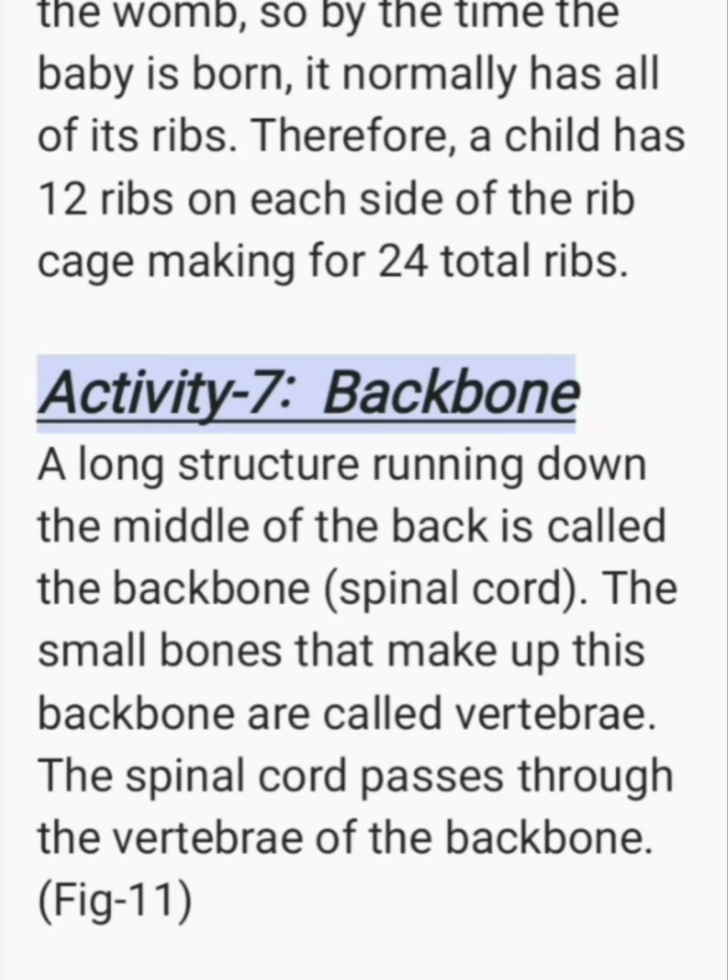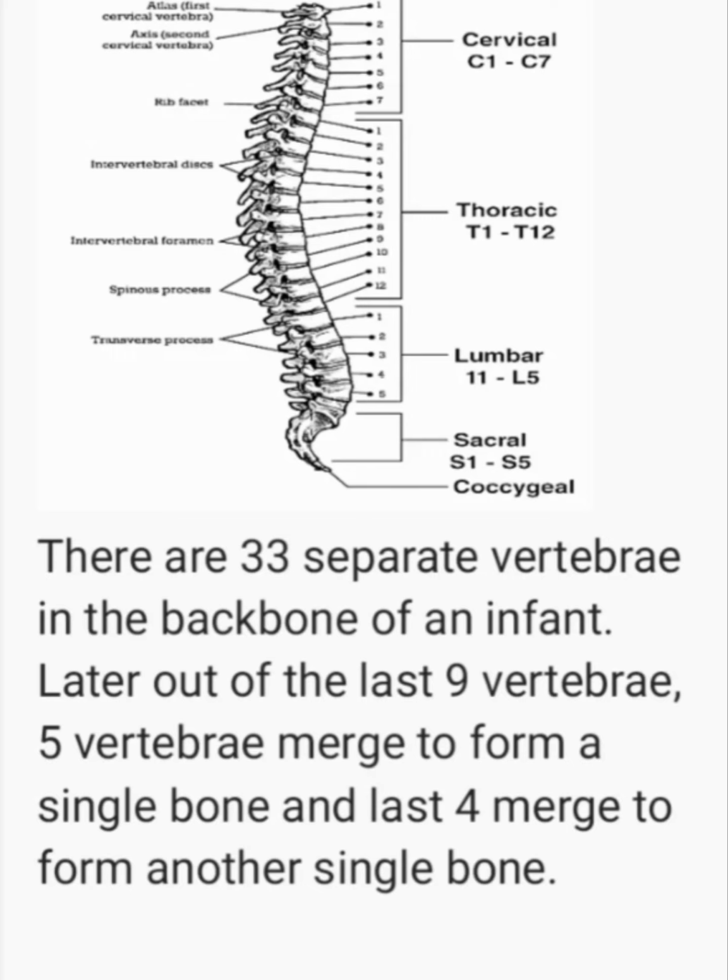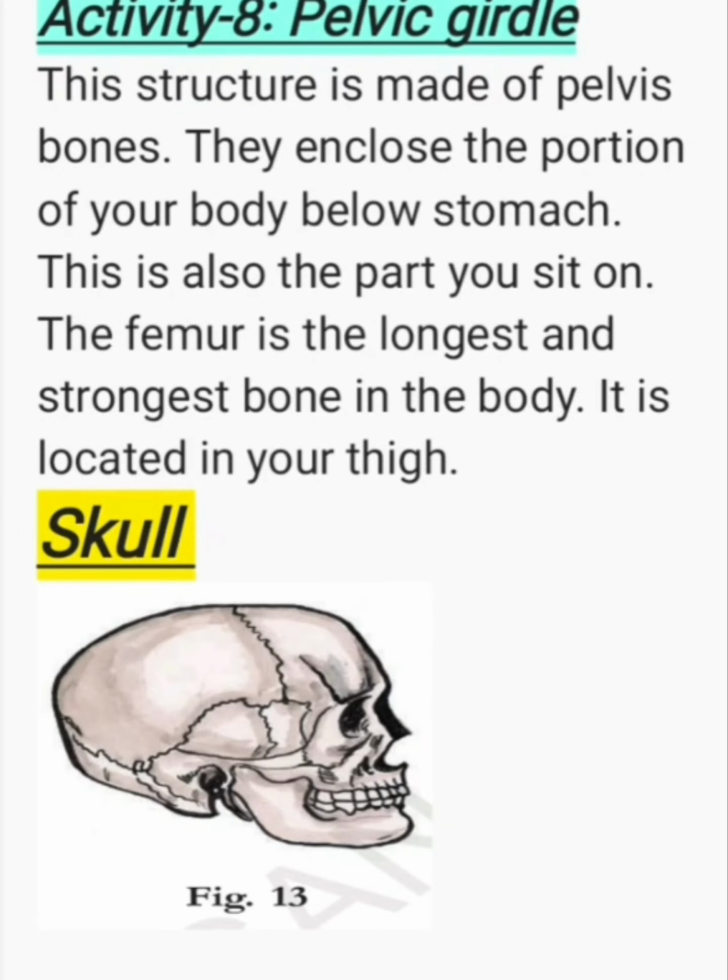Activity 7. Backbone. A long structure running down the middle of the back is called the backbone, or spinal column. The small bones that make up this backbone are called vertebrae. The spinal cord passes through the vertebrae of the backbone. There are 33 separate vertebrae in the backbone of an infant. Later, out of the last 9 vertebrae, 5 vertebrae merge to form a single bone and the last 4 merge to form another single bone.